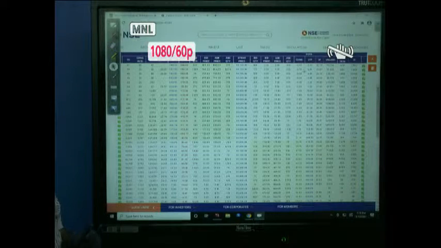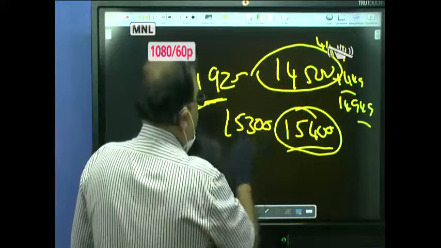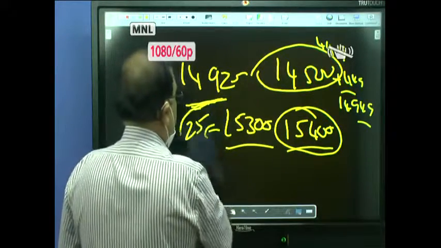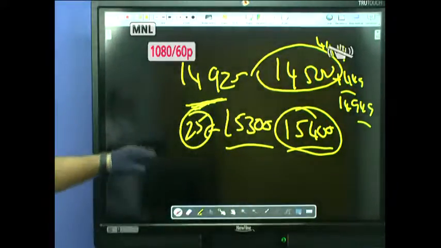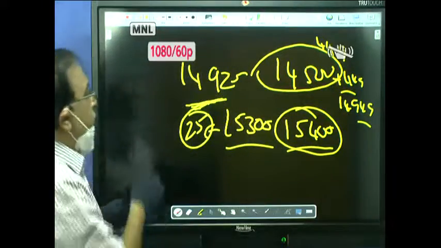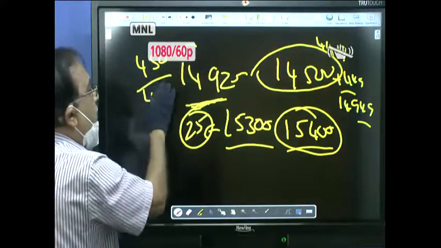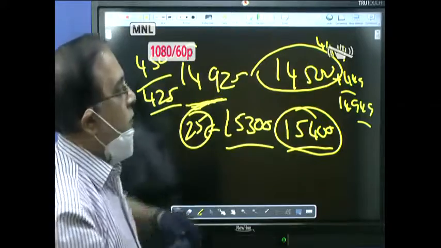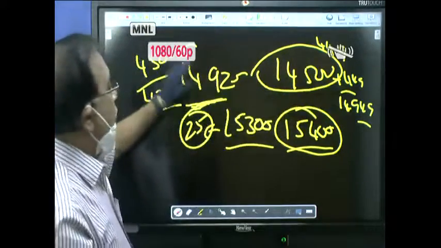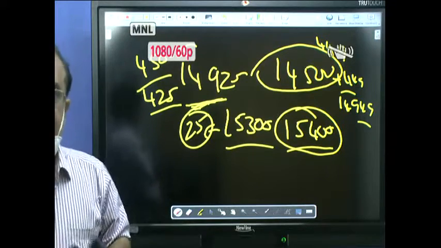So the price is around 25. We'll look at that same thing, 15,300. So you have 25 rupees here. What's happening is we are paying 449 and we are collecting 25 rupees. So 450 minus 25 becomes 425. Add 425 to 14,500 and it becomes 14,925, which is where the present price is. So we are not having any time decay problem.